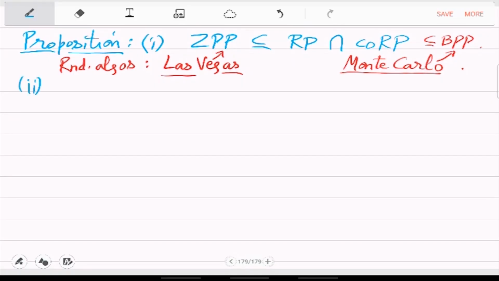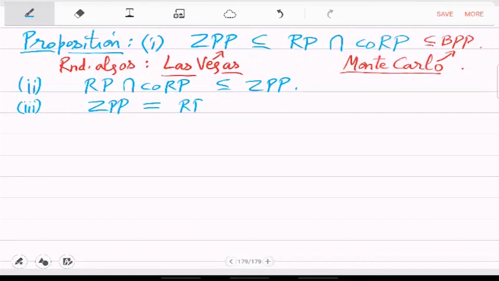Second, more interesting property is that if a problem has both RP and co-RP algorithms, then you can combine those two and get zero error. Okay, so the intersection actually is equal to ZPP. That's the third property. So ZPP is actually RP intersection co-RP, and this RP is in NP, yeah, right? That you remember.